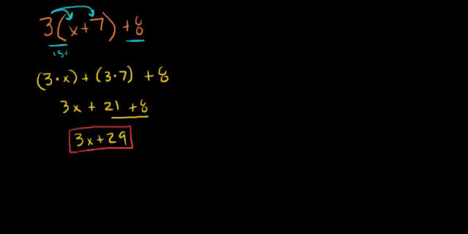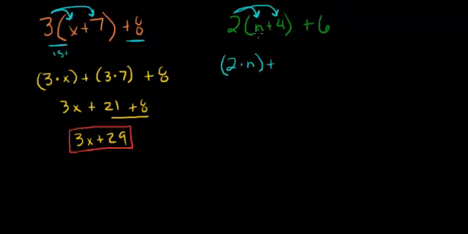Let's take a look at one last example. Two times the sum of n plus 4 plus 6. Again, I use the distributive property. 2 times n plus 2 times 4. And I still have plus 6 here at the end.